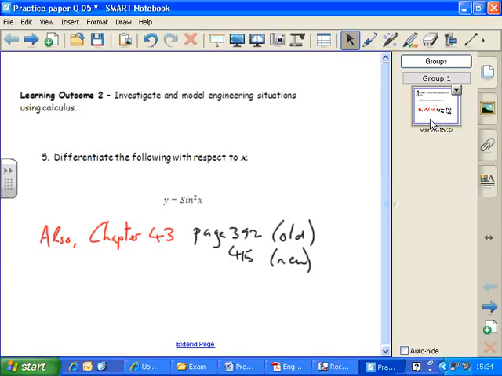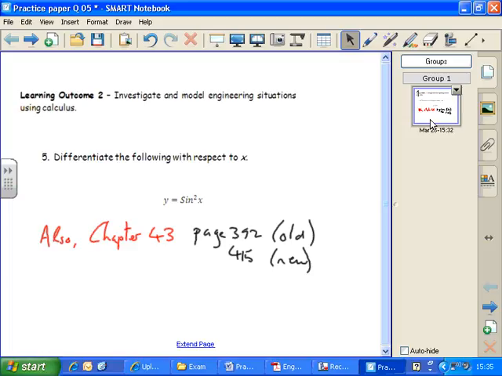So, year 1 practice paper, learning outcome number 2, question 5. This particular differential involves one of the 3 rules: the quotient rule, the product rule, and the function of a function rule, outlined in chapter 43, page 392 in the old, 415 in the new. Again, exercises appear, and solutions to the exercises appear as video clips.